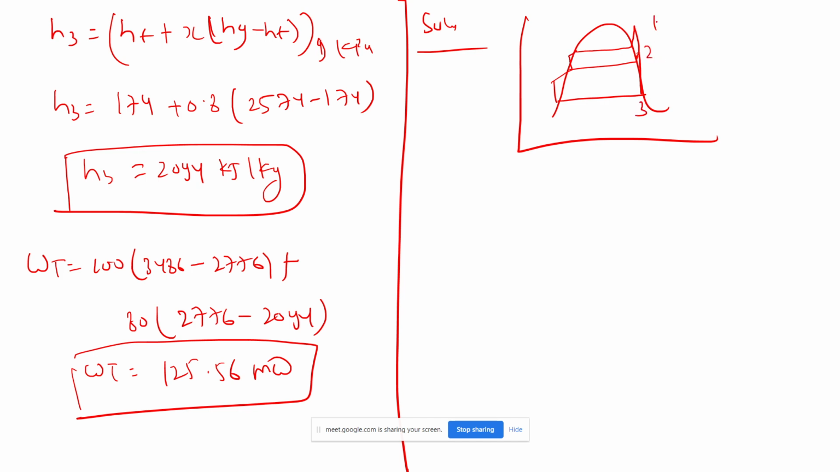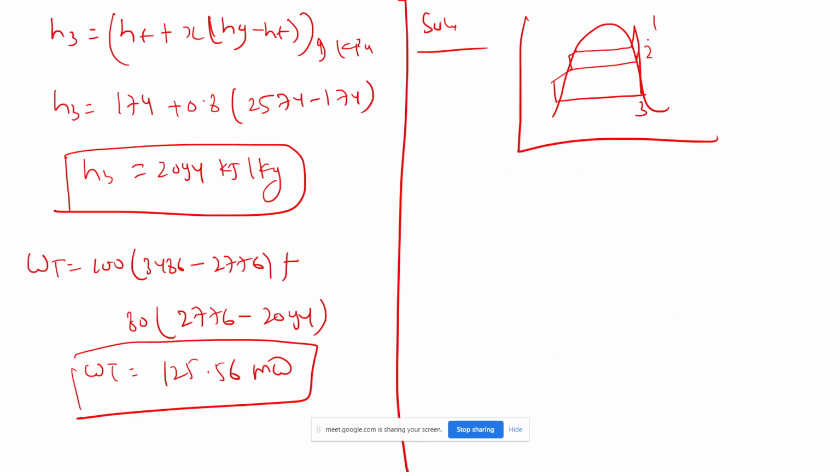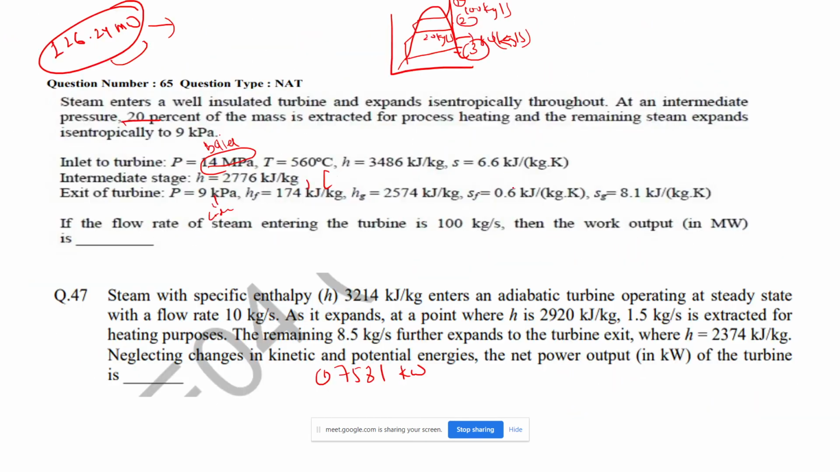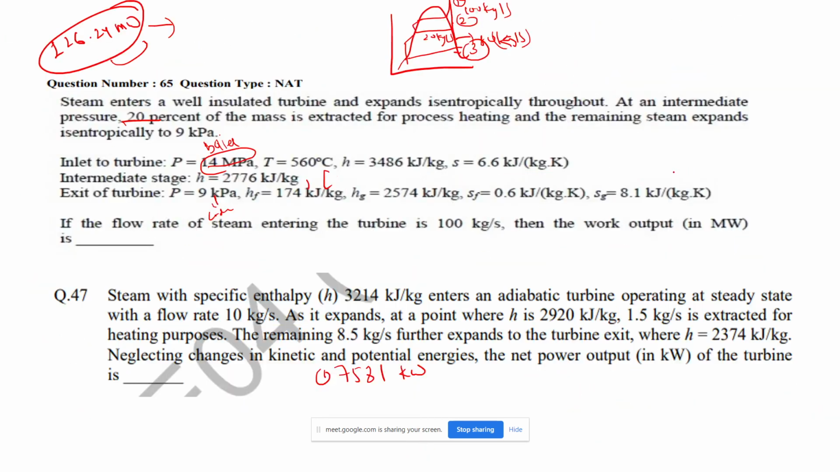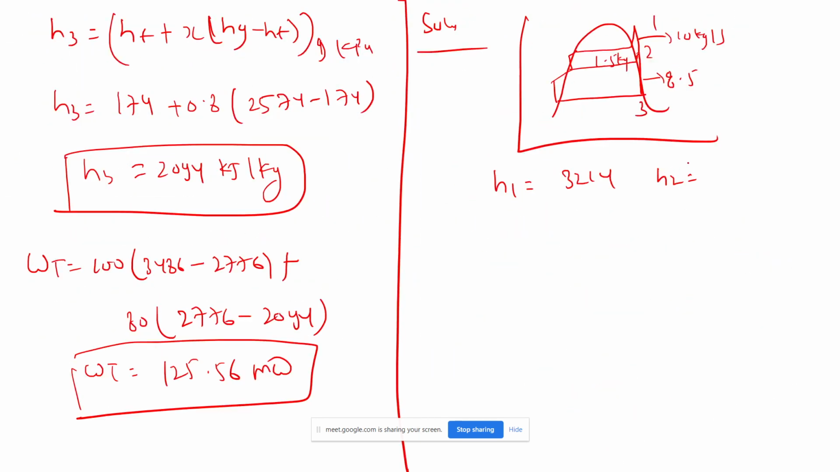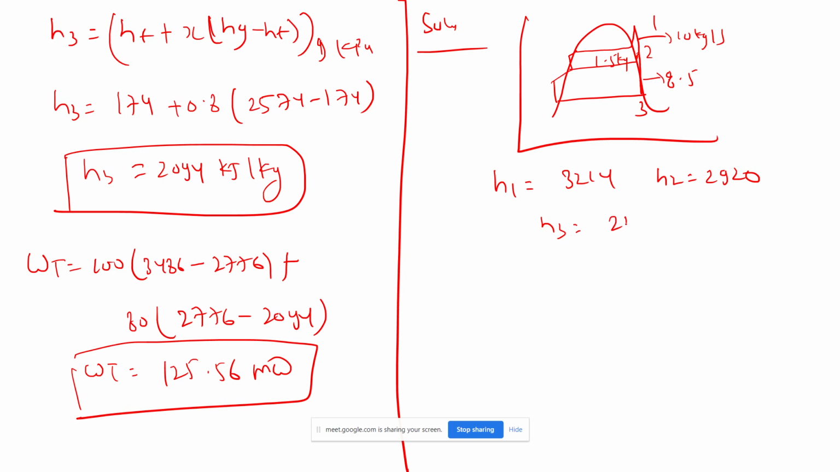One, two, three. So what have they given in the question? 10 kg per second enters. At the point, 1.5 kg per second is extracted here, remaining 8.5 goes here. So the enthalpy at each point they have given. What is the enthalpy at point 1? They have given 3214. At point 2 they have given 2920. And at point 3? Yeah, 2374.